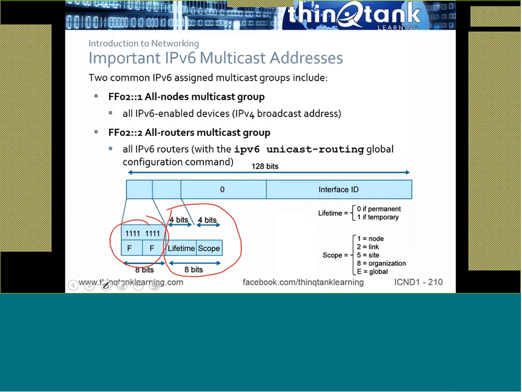But you will see me talking about various well-known multicast addresses. Remember that FF02::1? That's every IPv6 host. FF02::2 is every IPv6 router. You're also going to see FF02::A, that is EIGRP, FF02::9, RIP, FF02::6 and 5, or OSPF, and so on.